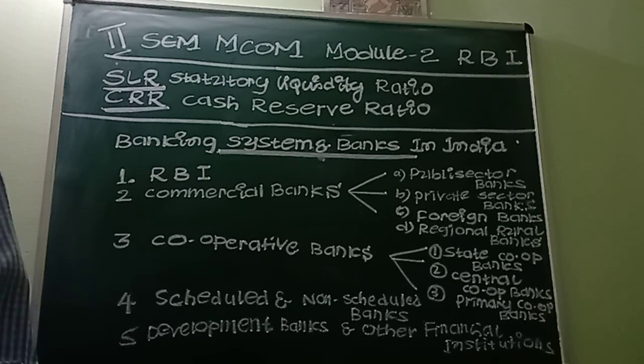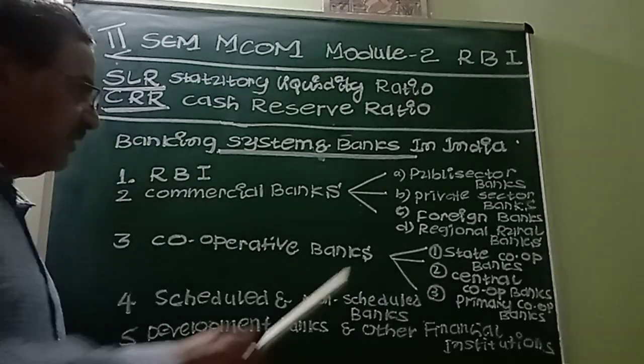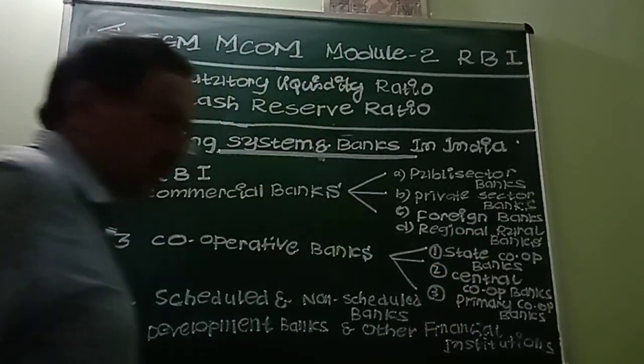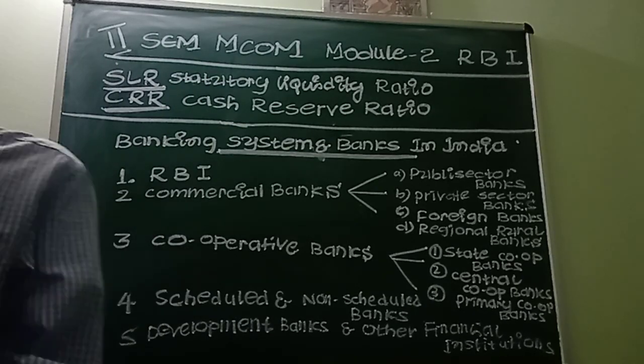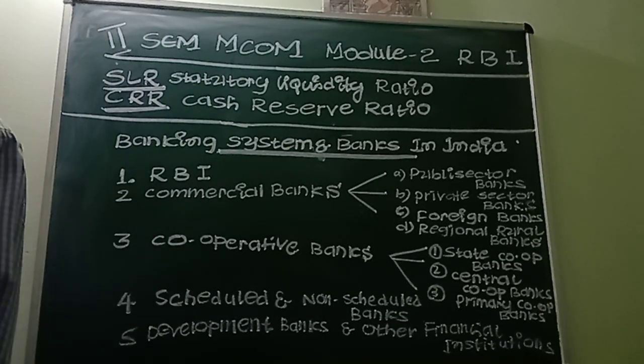Now let us proceed to the third important one, foreign banks. What does it mean? See here, foreign banks are those banks which have their head office abroad. CITI Bank, HSBC, Standard Chartered, etc. are the examples of foreign banks in India.